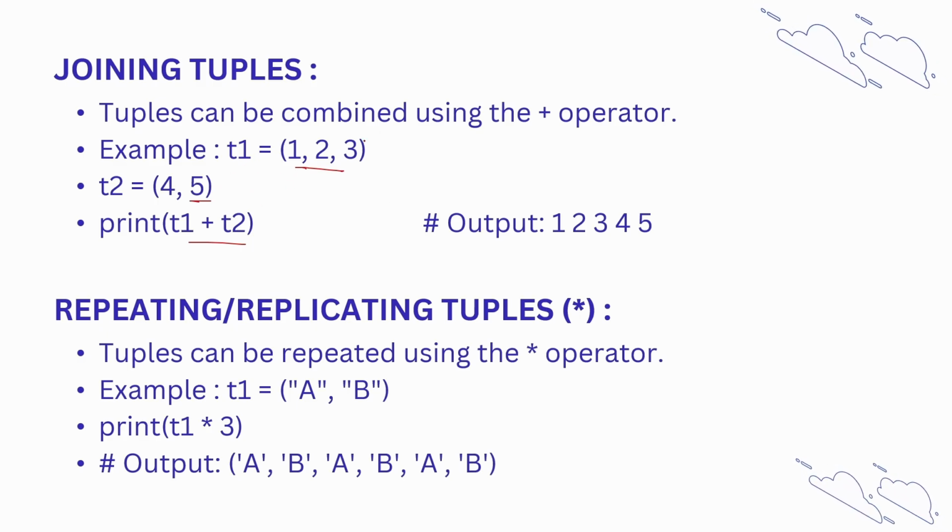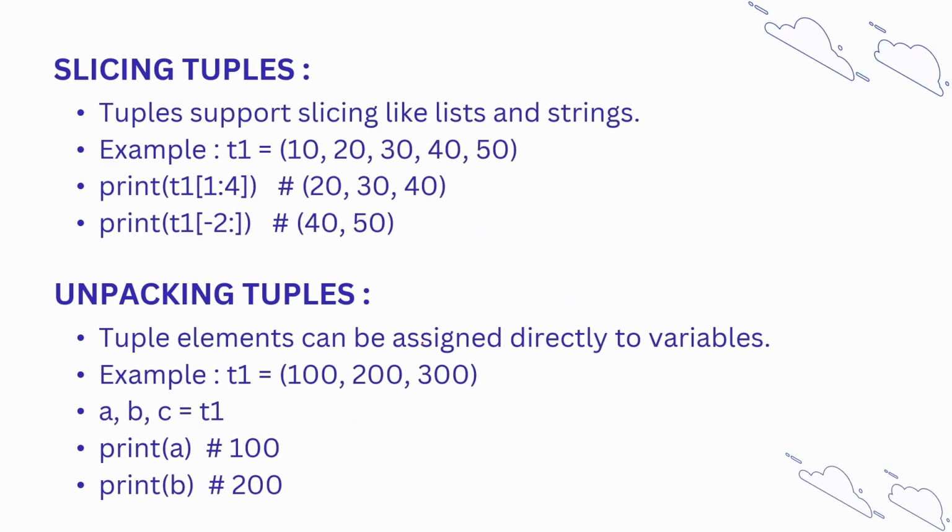Next is repeating and replicating tuples. Tuples can be repeated using this operator. So if T1 is A and B, and we say T1 times 3, we get AB, AB, AB. Okay, it is repeated 3 times. The next is slicing tuples.